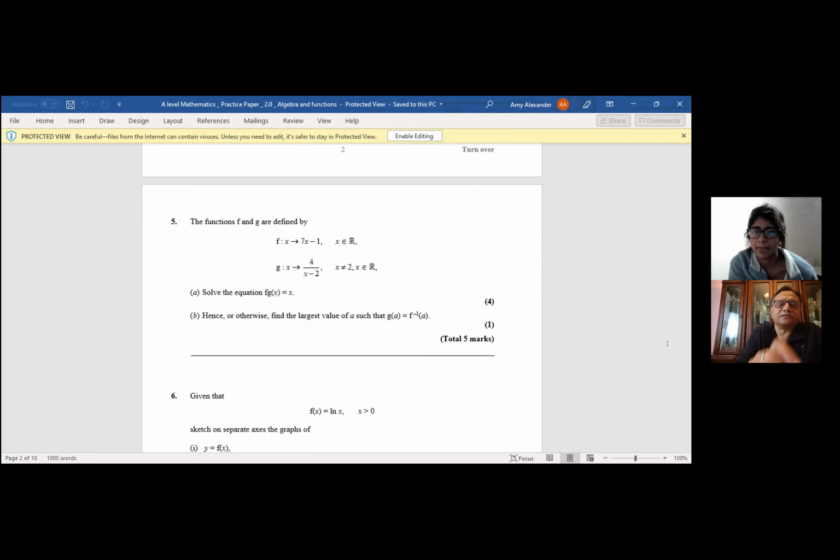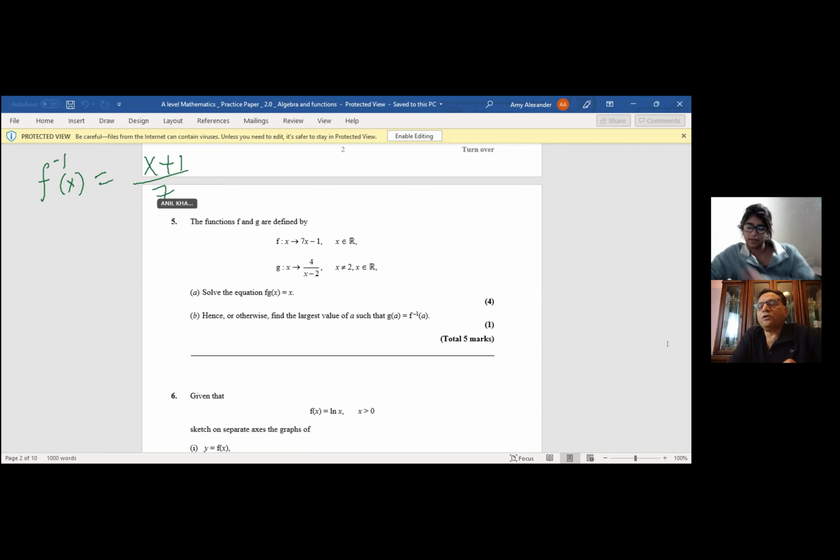Yeah, minus 5 and 6, correct. So now in this particular case, g of a equals f inverse. You can find the inverse of f, right? So what is f inverse? y equals 7x minus 1. Okay, so I got f inverse of x equals (x plus 1) over 7.